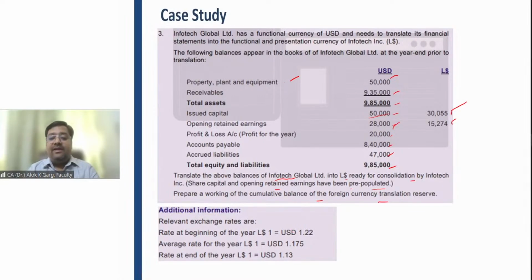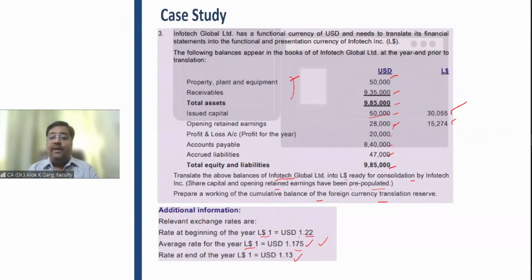Rate at the beginning of the year, 1 L dollar is equal to 1.22 US dollar. Average rate for the year, 1 L dollar is equal to 1.175 US dollar. Rate at the end of the year, 1 L dollar is equal to 1.13 US dollar, right? This is given. And we know that this balance sheet item needs to be converted at closing rate, which is end of the year 1.13. Profit for the year has to be converted at average rate, which is 1.175.